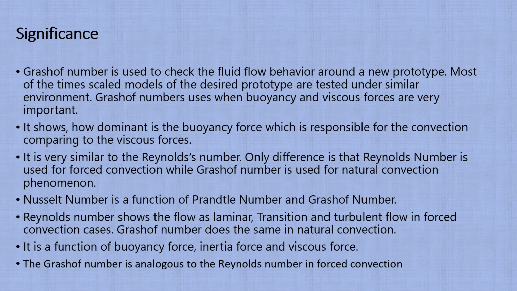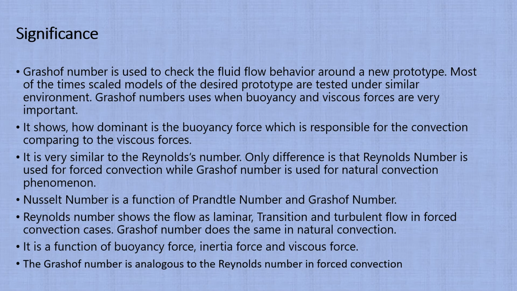Now coming to the significance of the Grashof number. It is used to check the fluid flow behavior around a new prototype, and it is used when buoyancy and viscous forces are both important. This number shows how dominant the buoyancy force is with respect to the viscous force. The Grashof number is very similar to the Reynolds number. The difference is that the Reynolds number is used in forced convection calculations, while the Grashof number is used for natural convection phenomena.